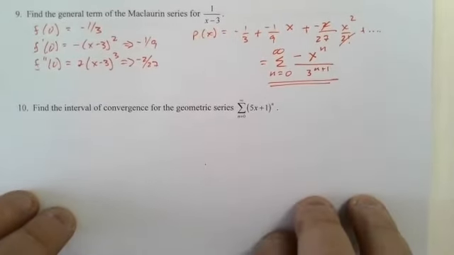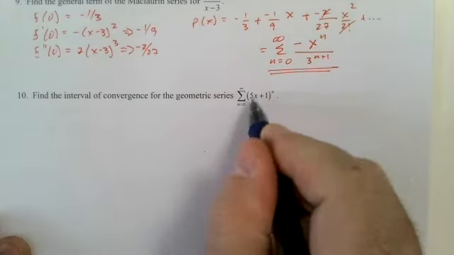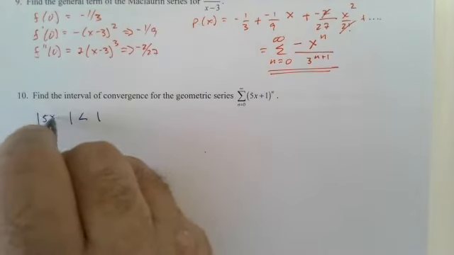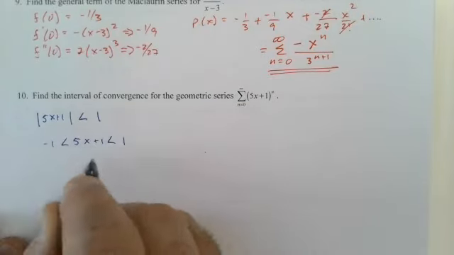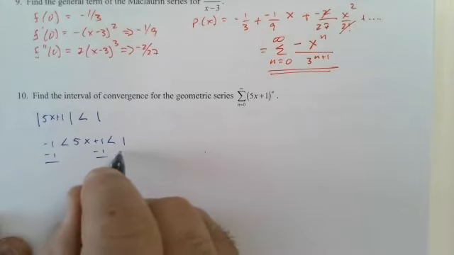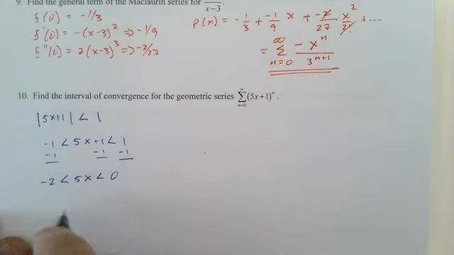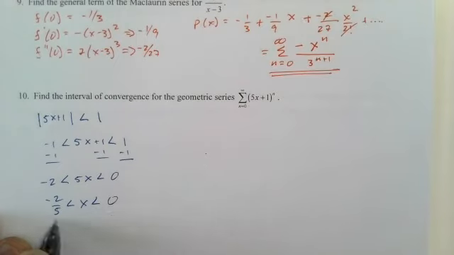And find the interval of convergence for the geometric series. So, interval of convergence, a lesson coming up. That's your r that you're multiplying by every time. We know the absolute value of r has to be less than 1. So we just go with 5x plus 1. Negative 1 less than 5x plus 1 less than 1. Negative 2 less than 5x less than 0. Negative 2/5 less than x less than 0. That is our interval of convergence.